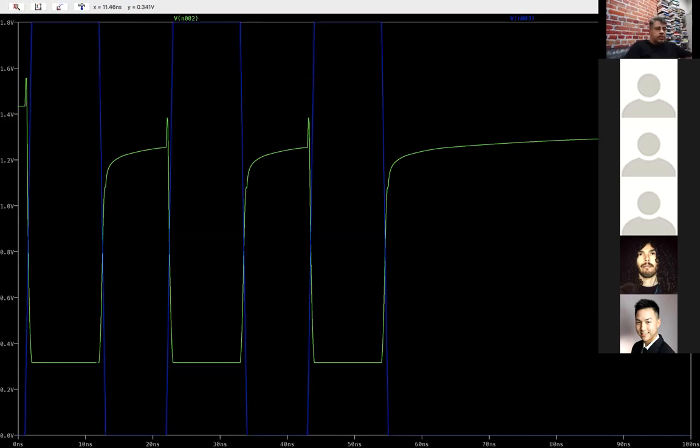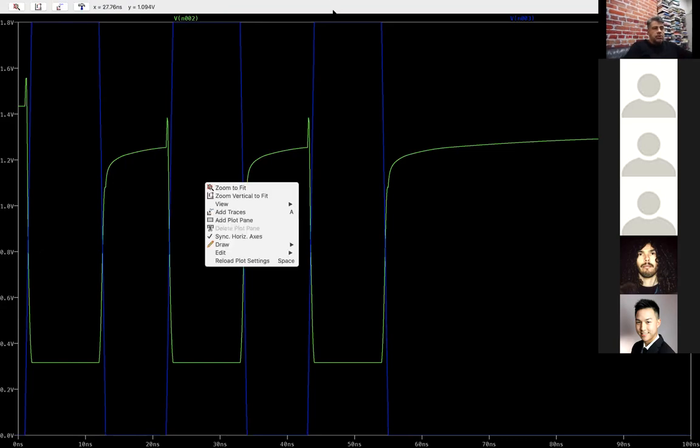And you can see it's acting like an inverter. When the input's high, the output is low. When the input is low, the output is high. And so that's the setup you want for that particular simulation.